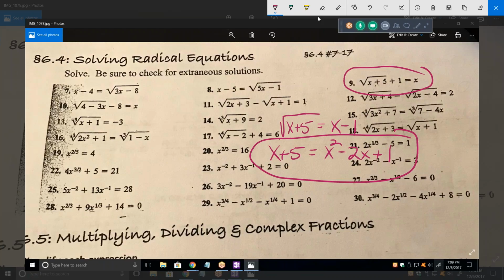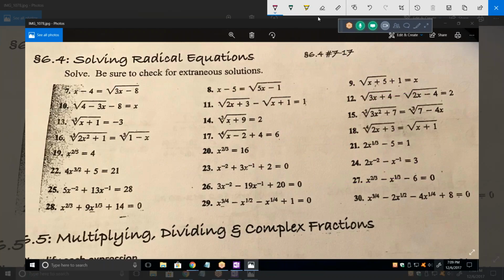The only difficulty of this problem, or the only difference between 9 and 8 and 7, is the fact that the radical was not isolated to begin with. It had this plus 1 being added to it. You got to get rid of anything that is affecting the radical sign. So what am I going to do on 10?